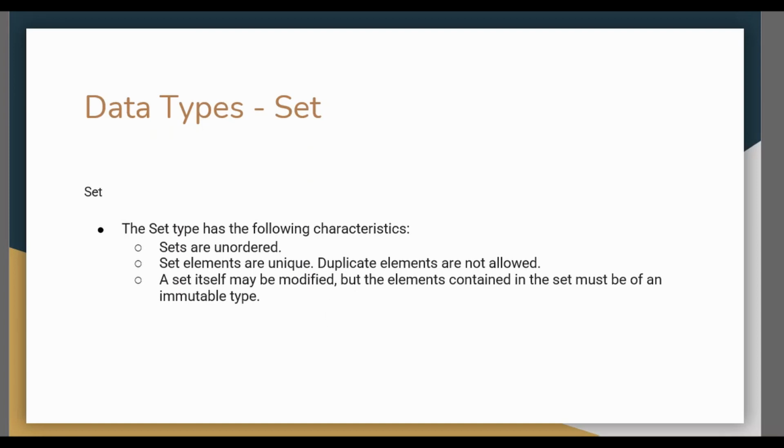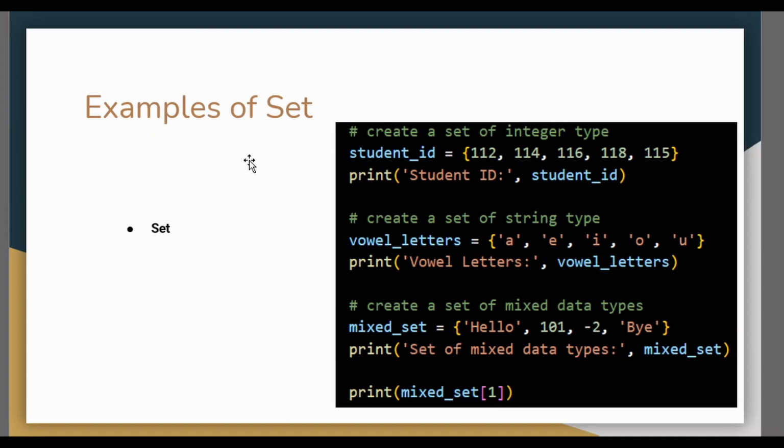So what does one look like in a set? If we look at an example, here we have an integer type of set. A student ID, all numeric values, 112, 115, and notice it's out of order. It does not matter with a set. It doesn't care. Here we can print out the string value of student ID, and each one of those accordingly. Vowel letters as well. Notice that you have a single quote on each one of those, identifying them as a string type. And again, we can print those out.